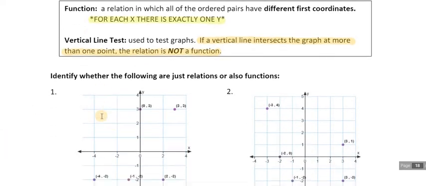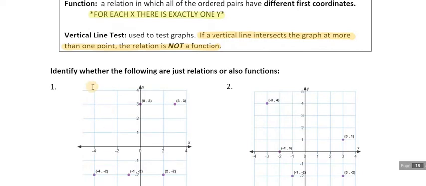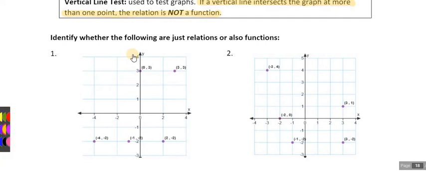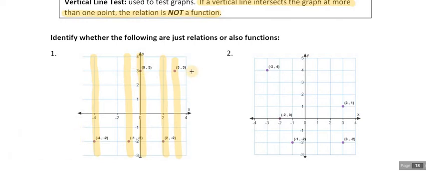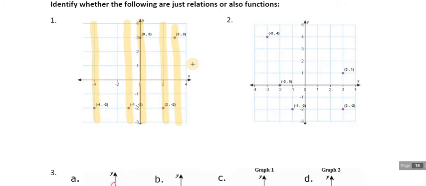If I look at number 1, we're looking at this graphically. Are these relations just relations, or are they also functions? So we're looking to do our vertical line test. We want to draw vertical lines everywhere I have ordered pairs. And as long as I never hit more than one point, I'm in good shape. So in number 1, I never hit more than one point. So this is a function. Every X has exactly one Y.